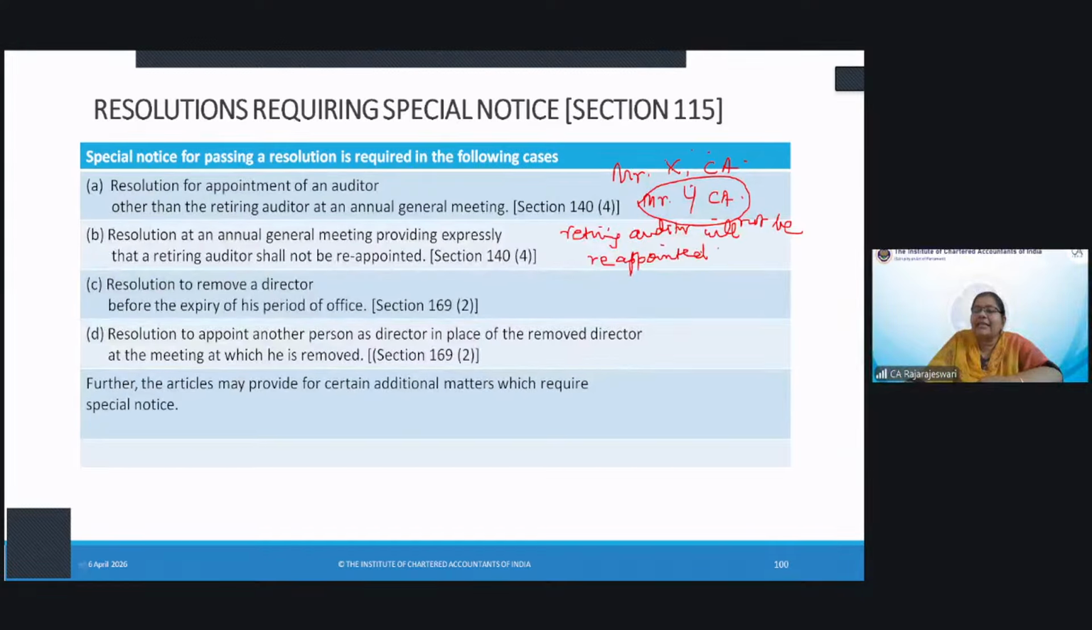you are passing an express resolution providing expressly that the retiring auditor shall not be reappointed. So even in that case, you have to give a special notice. Then the first 2 points talk about the auditor. The third point talks about removing a director.